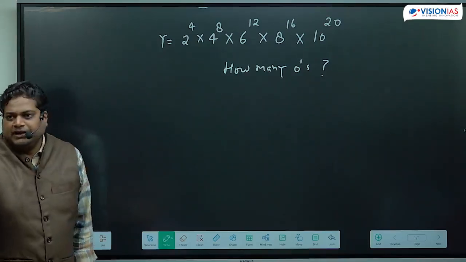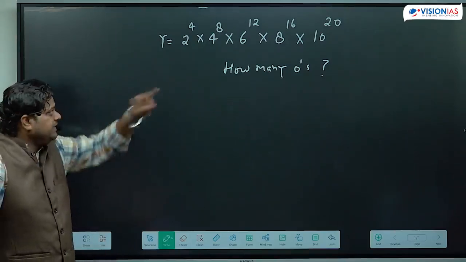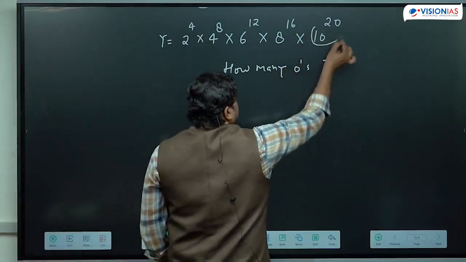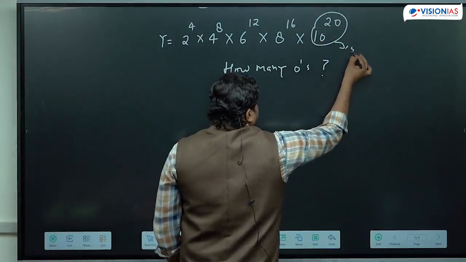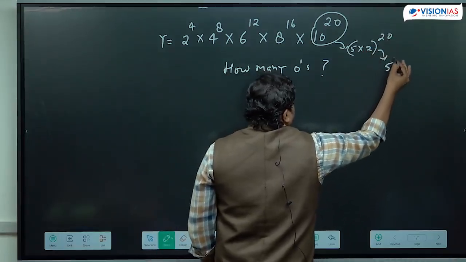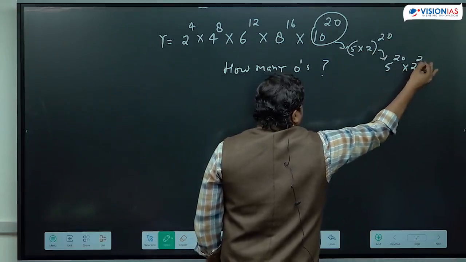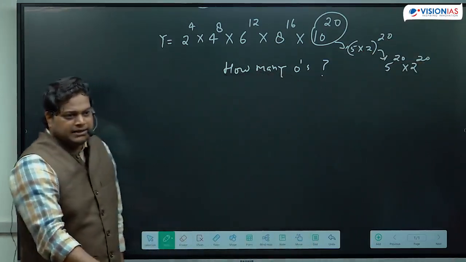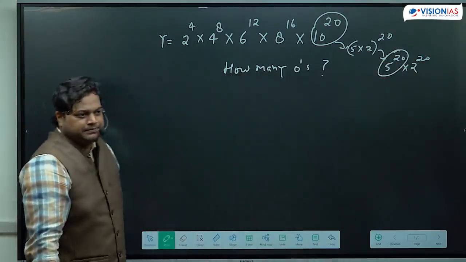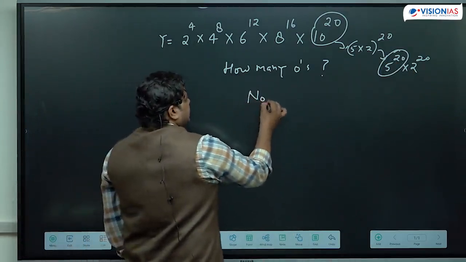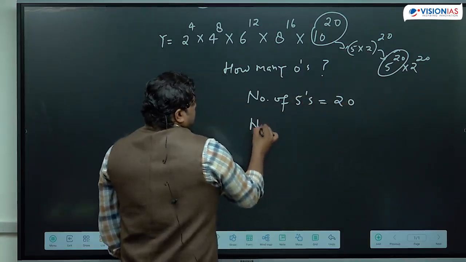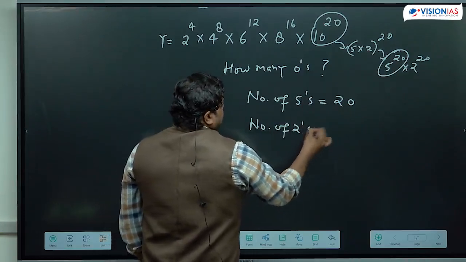So here also we need to find out how many 2's are there and how many 5's. So we can see 2's are more than the number of 5's. 5's are coming at this place only. 10 we can write as 5 into 2, to the power 20. We can write this as 5 to the power 20 into 2 to the power 20. That means the number of 5's have come how many times? 20 times. And the number of 2's is more than 20.